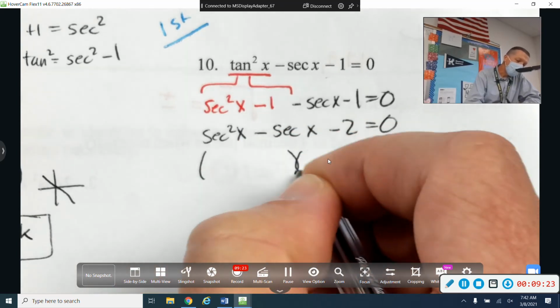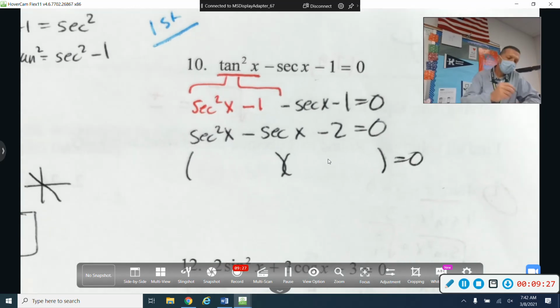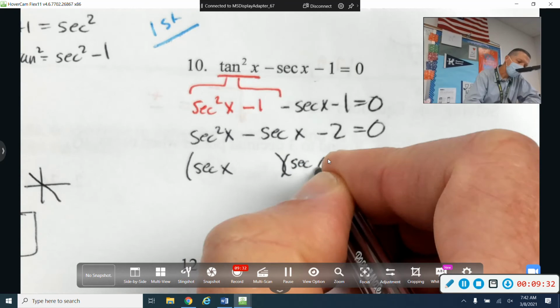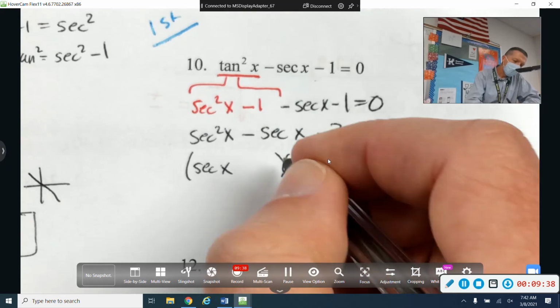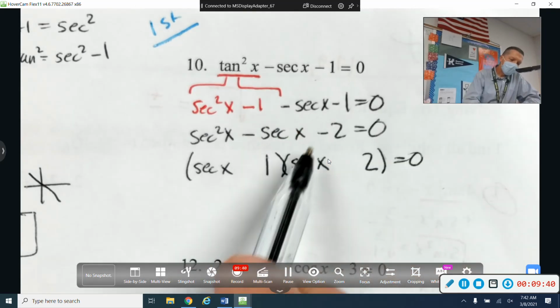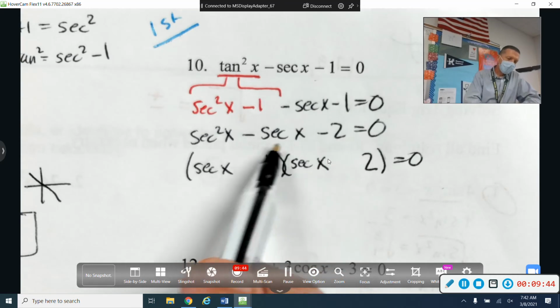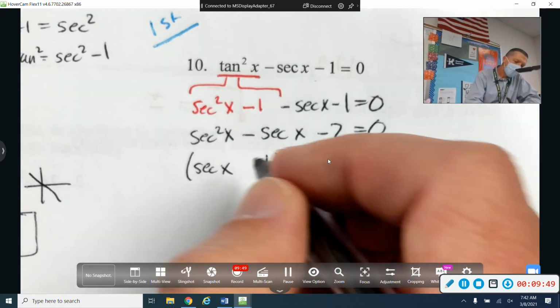You can use substitute and factor with u's if you'd rather. I think most of you are probably okay factoring on the fly with trig functions, especially when it's not too difficult. It's got to be 2 and 1. It's got to be plus and minus in order to make that a -2. And I need the middle term to be negative, so I want minus 2 and plus 1.